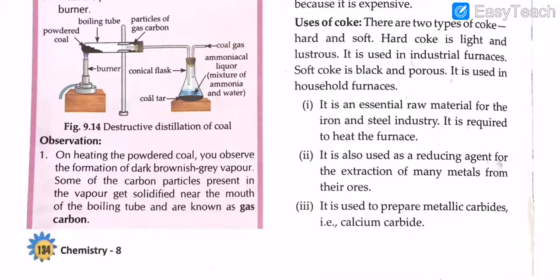For the first use, some of you must be very confused. Let me tell you, a furnace is an enclosed structure in which material can be heated to a very, very high temperature. That is why coke is used to heat a furnace, which heats other substances also, right? So again, let me read this out. It is an essential raw material for the iron and steel industry, and it is used to heat the furnace.